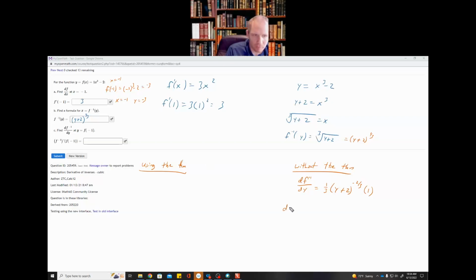So the derivative of f inverse with respect to y, when I plug in y is negative 3, is 1/3 times negative 3 plus 2 to the negative 2/3. Okay, so I get negative 1 to the negative 2/3. It's probably easier to see how to plug this in if I write this as 1 over negative 1 to the 2/3 power. If I square first, I'll have a positive 1. I cube root it, I get 1, and so we just get 1/3 here.